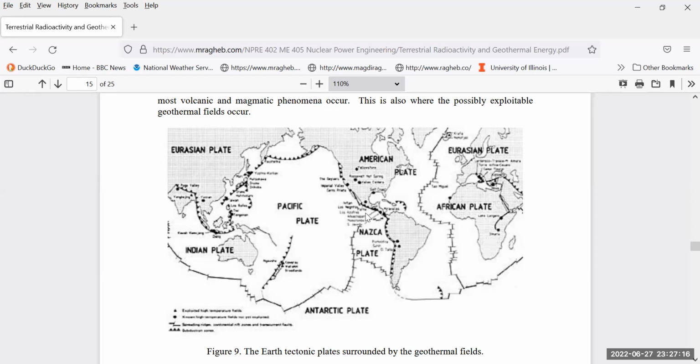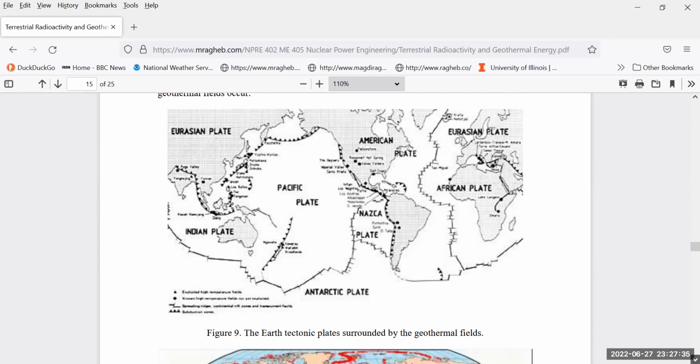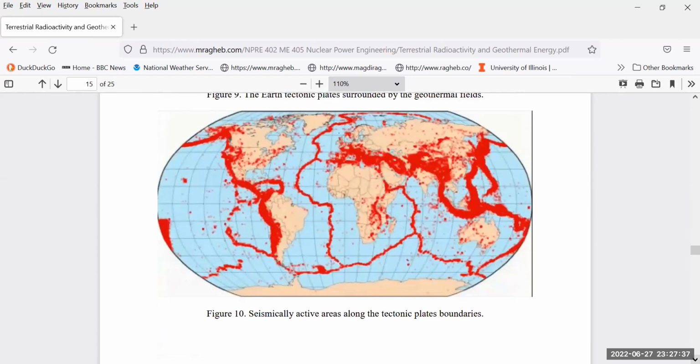In fact, it is being used in many parts of the world, even in the Mediterranean here in Italy, for producing power, because all you have to do is, if the magma is close to the surface of the Earth, you can inject fresh water, turn it into steam, and the steam can turn turbines and produce power for us. So these are the seismically active areas along the tectonic plates of the Earth.